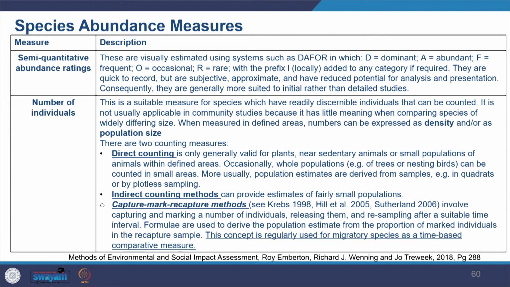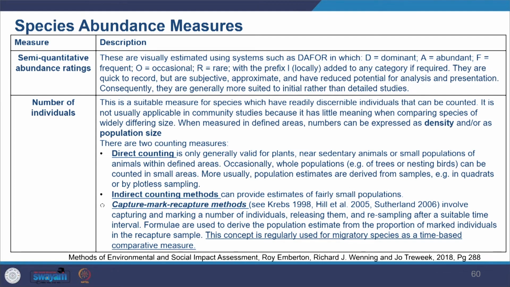The advantage of this particular system is that it's very fast, but the disadvantage is that it's very subjective. It gives a lot of approximation, and if it's very approximate, then you cannot really do a lot of analysis. And this particular system is very suitable for an initial kind of study. So we are looking at the initial study stage here.